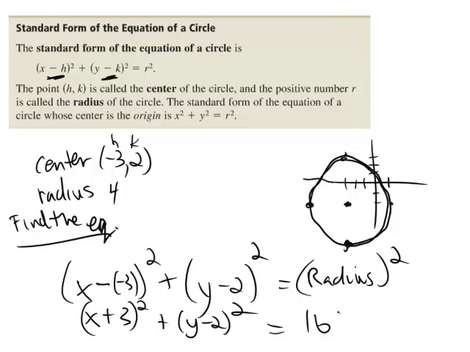Is that too fast? I'm going really fast. Sorry about that. You end up basically flipping the signs on these. So if it's a negative 3, here it's going to be a plus 3. If it's a positive 2, here it's going to be a negative 2. Flip the signs around.